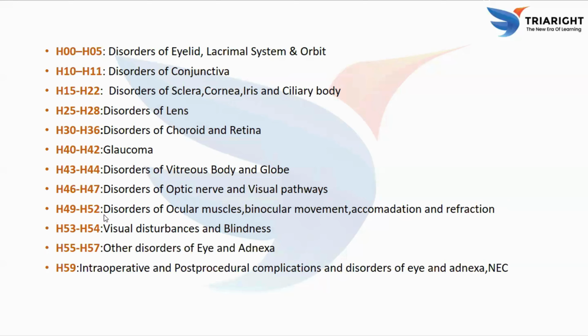H49 to H52, disorders of the ocular muscles, binocular movement, accommodation and refraction. H53 to H54, visual disturbances and blindness. H55 to H57 include other disorders of the eye and adnexa. And the last category, H59, includes the intraoperative and post-procedural complications as well as the disorders of the eye and adnexa not elsewhere classified. So let's have an overview of each and every category under these eye diseases.